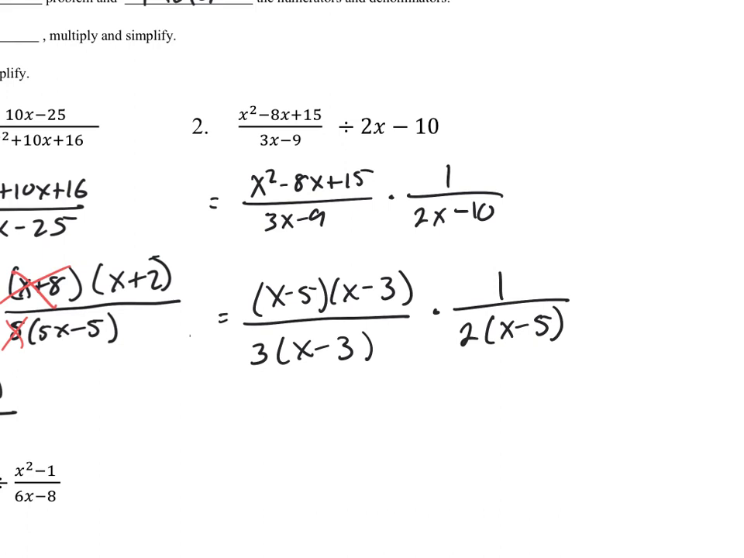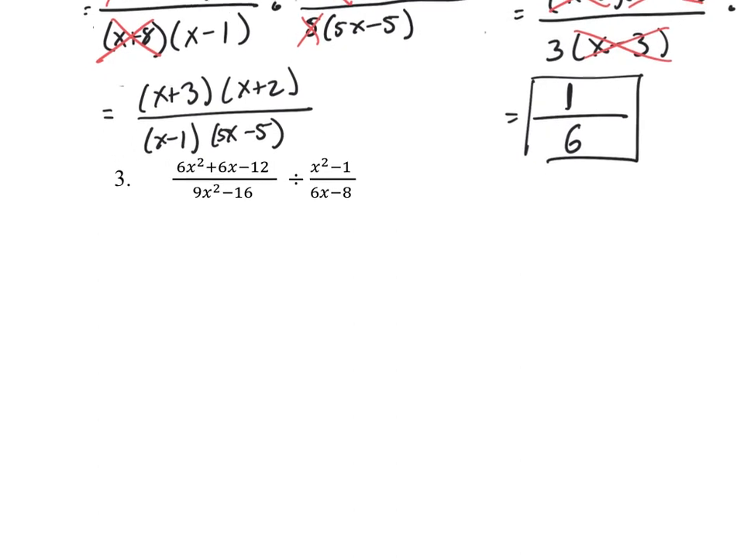Now we just need to cancel. X minus 5 over x minus 5 cancels to 1. X minus 3 over x minus 3 cancels to 1. Now we can multiply straight across. So we just have a 1 in the numerator and a 3 times 2 in the denominator, which is 6. So it reduced to just a number, a constant.